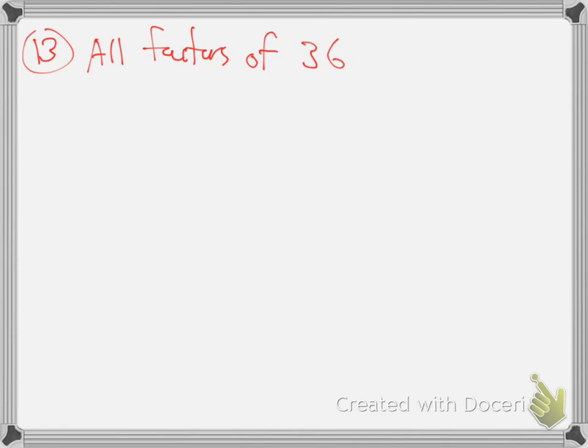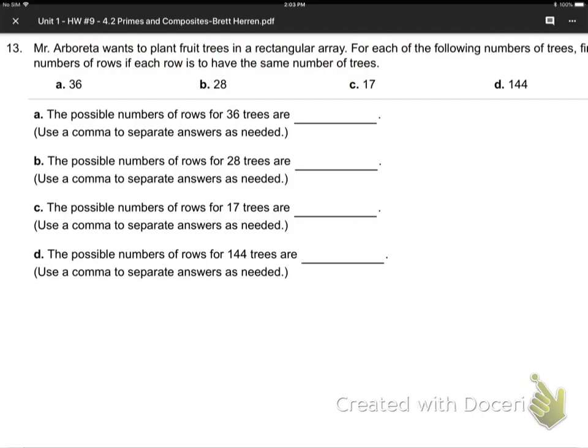You with me? There's a whole bunch of different ways Mr. Arboretum can set up his 36 trees. That's what they're asking us for. In the end, they're really saying, what are all the numbers that go into 36? That's what you're supposed to find. Does that make sense?